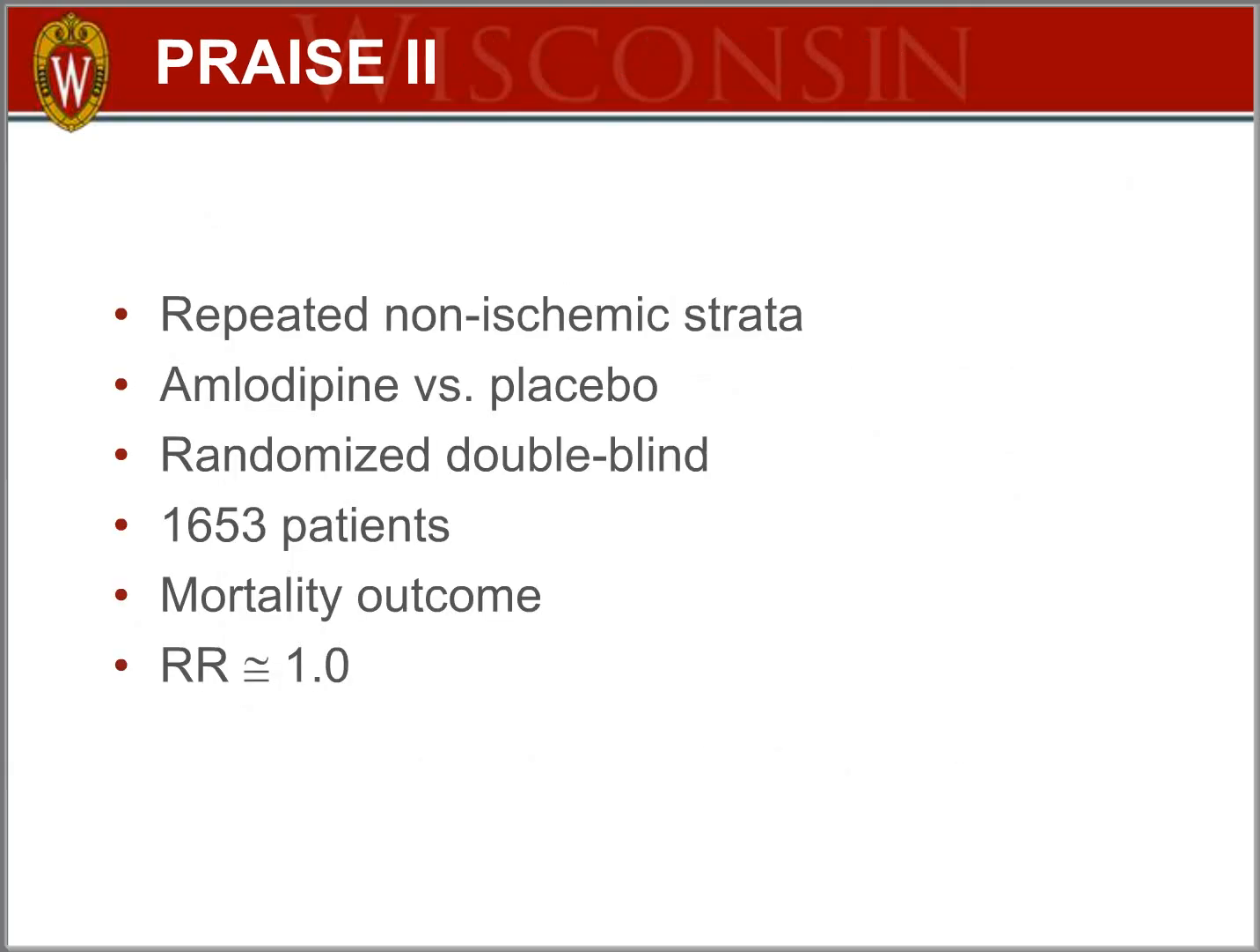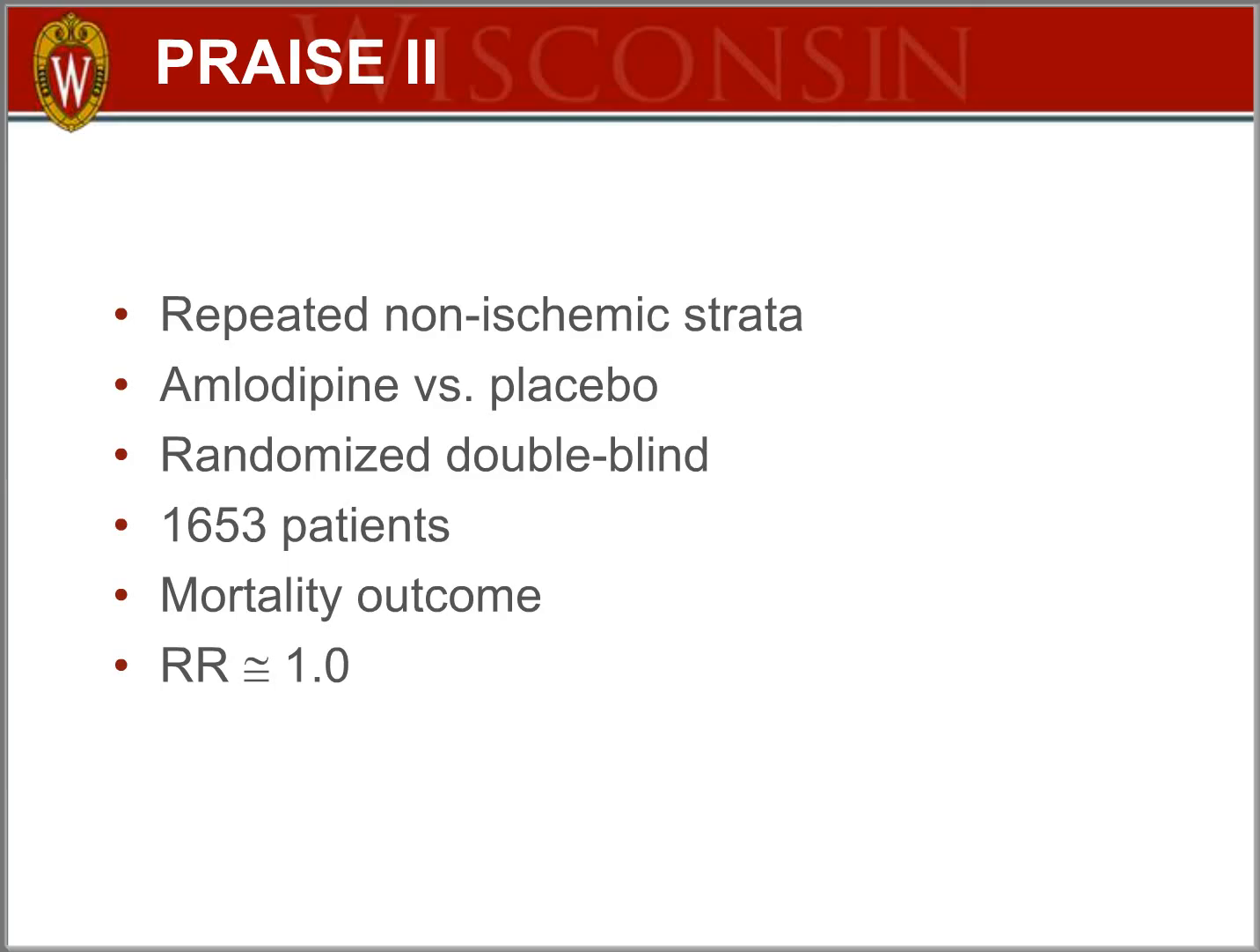So a second trial, a confirmatory trial, was started, called PRAISE 2, in the non-ischemic stratum only. Again, amlodipine versus placebo, essentially the identical protocol, randomized, double-blind, placebo-controlled, 1,653 patients in the non-ischemic population with mortality as the outcome. In contrast to the PRAISE 1 results, where the non-ischemic population showed a highly significant result, in this case, in the repeat study, the relative risk was 1. That is, there was no difference.